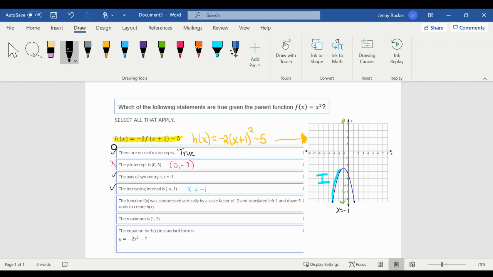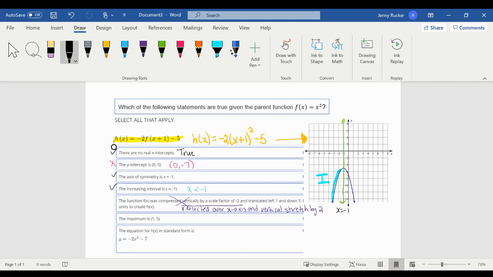So this is a true statement. The function f of x was compressed vertically by a scale factor of -2. This is very false. Not just false, but very false. A scale factor or an a value of -2 is just a reflection over the x-axis and a vertical stretch by 2. So this compressed vertically is not a true statement. It should have said reflected over the x-axis and a vertical stretch by 2. So it's not a compression.